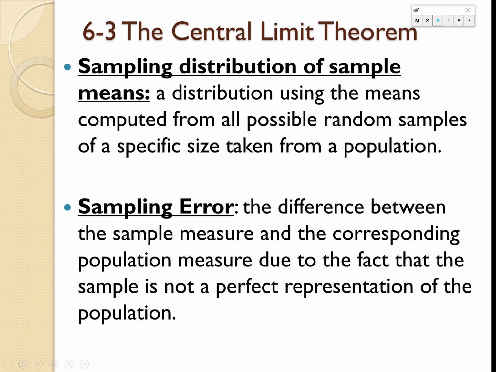Sampling error, it's just the difference between the sample measure and the corresponding population measure, just simply because your sample is not going to always be a perfect representation of your population. So there will be some sampling error there. So population mean versus sample mean, there's going to be a difference between those because the sample isn't going to always perfectly represent your population.